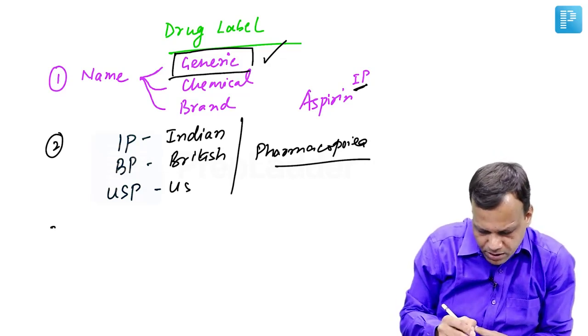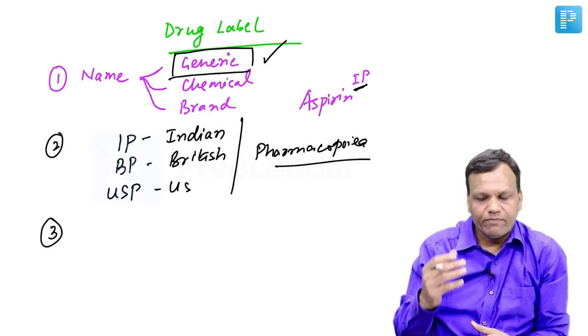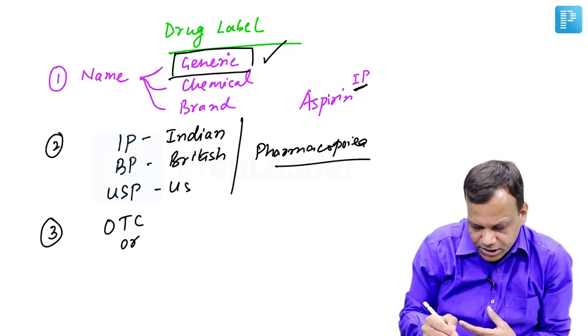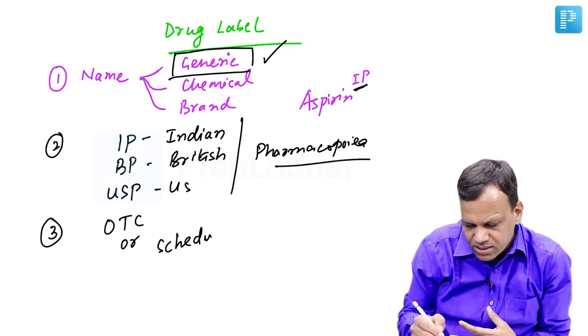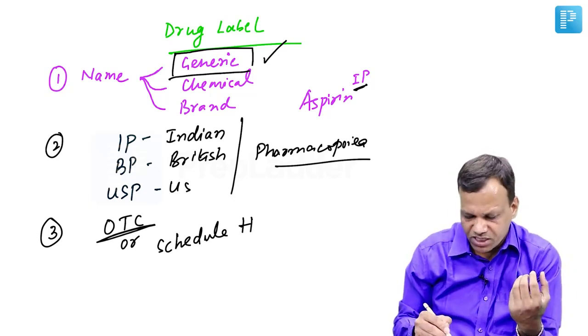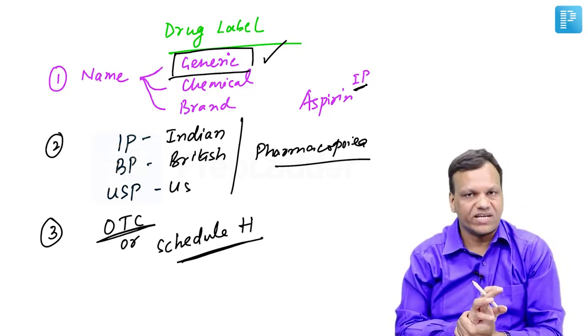Okay. Then the third important thing written on the drug label is whether the drug is OTC or Schedule H. OTC means over the counter drug, that means you do not require a prescription, whereas Schedule H drugs are those which require a prescription.